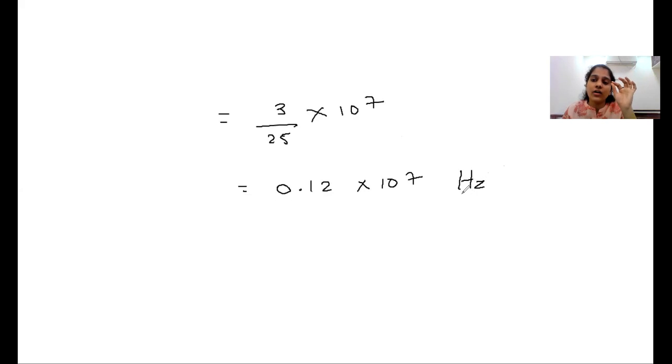But in the question, they have mentioned that my final answer should be in what? In megahertz. And we all know I can substitute mega when I have 10 raised to 6 with me. So how can I do the transition from 10 raised to 7 to 10 raised to 6? Anyone? What am I supposed to do over here?